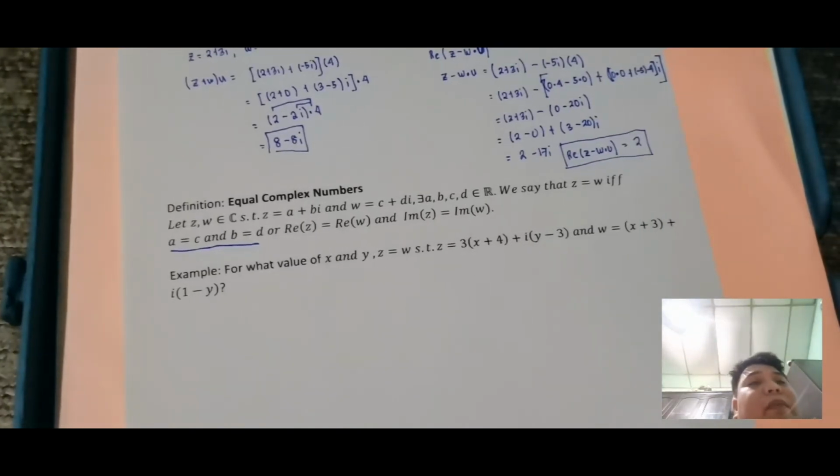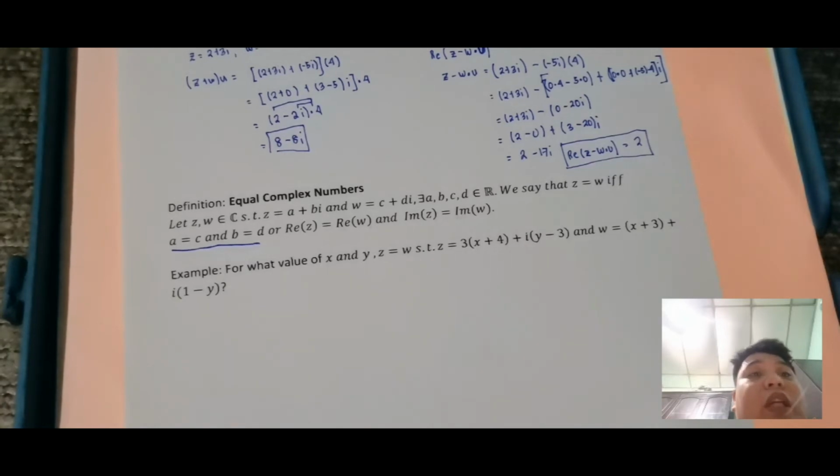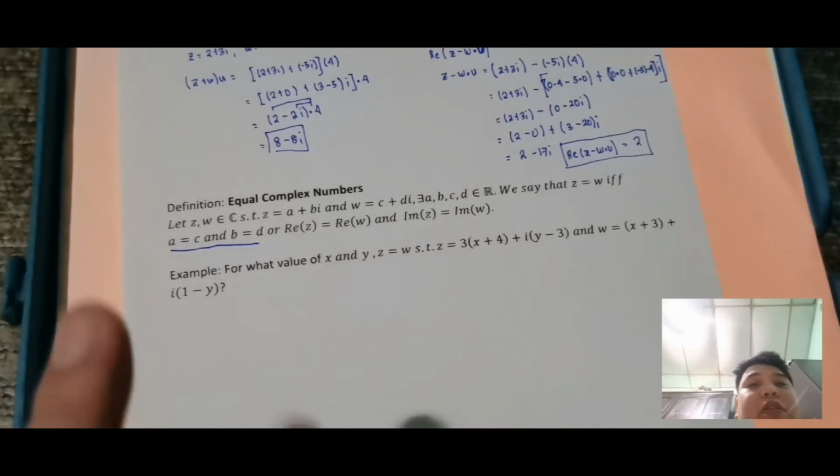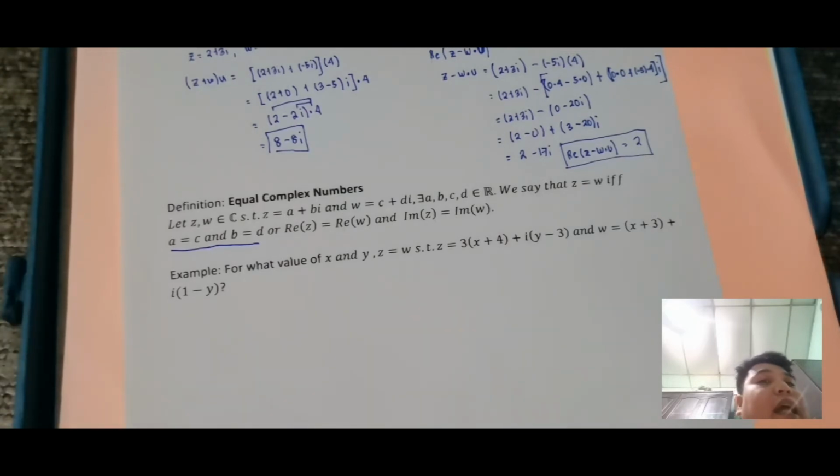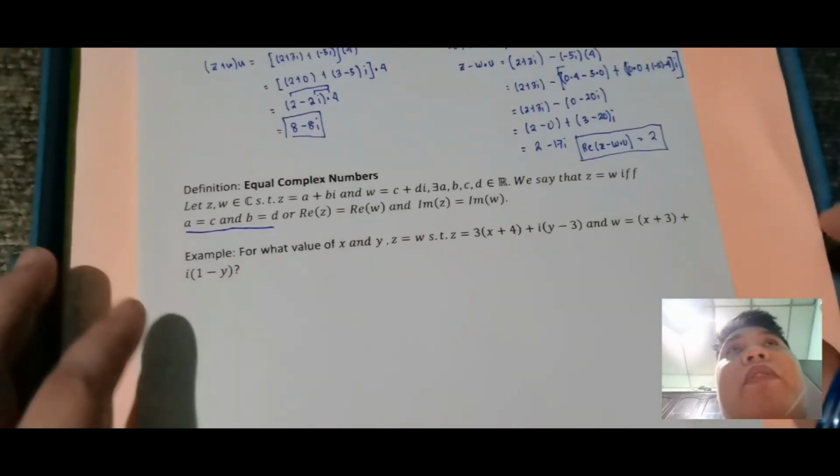Ang nakalagay, for what values of x and y, z is equal to w such that z is equal to 3 times x plus 4 plus I times y minus 3. And w is equal to x plus 3 plus I times 1 minus y. Okay, so, ang tanong, ano yung value ng x and y? Okay, para lang mag-equal yung z and w. So, okay, so proceed tayo dito.